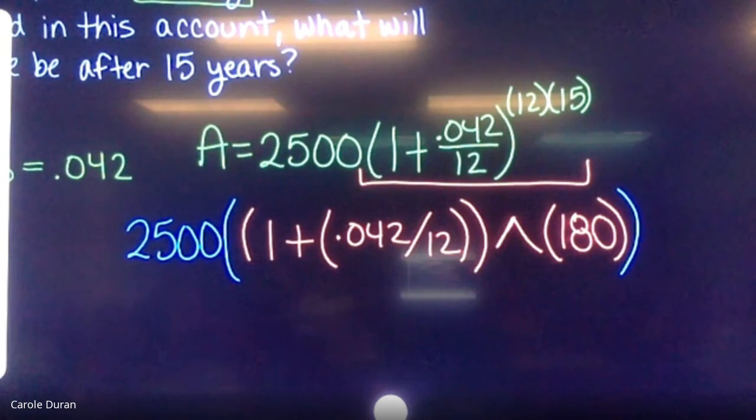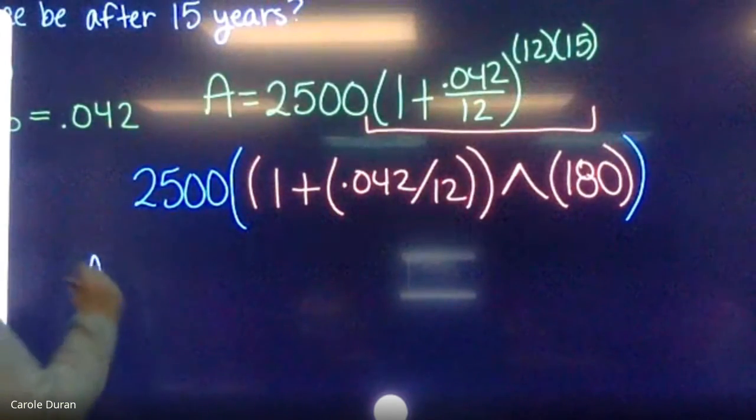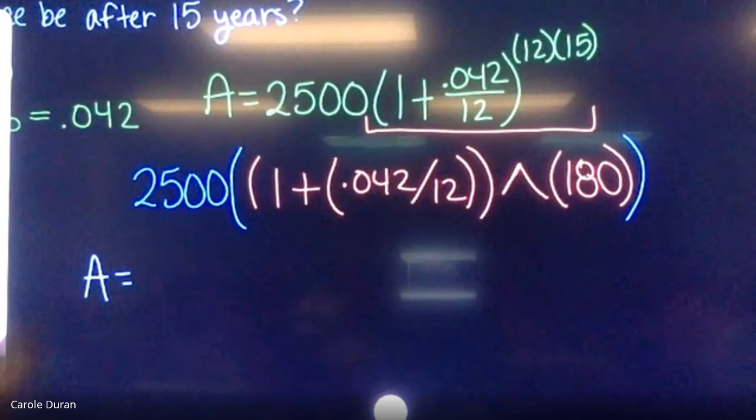When you have an answer, I want you to check with the person sitting next to you and see if they got the same answer. And we always round to 2 decimal places because that's how they round money. So we would round before we multiply by 2,500? No, I would round at the very end. Okay, so we just push times. Yes, now just times 2,500.